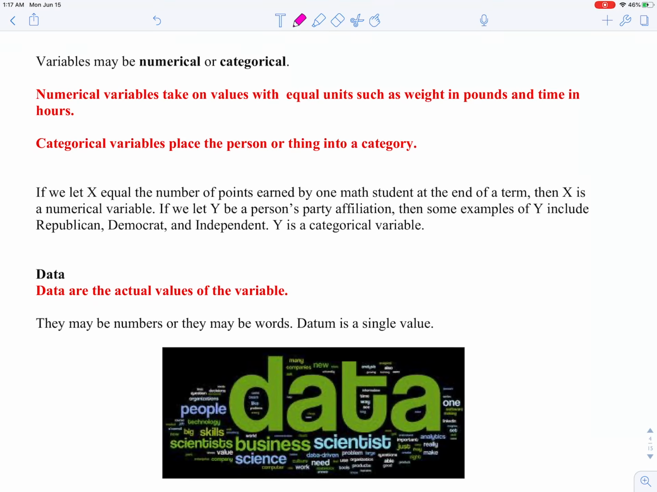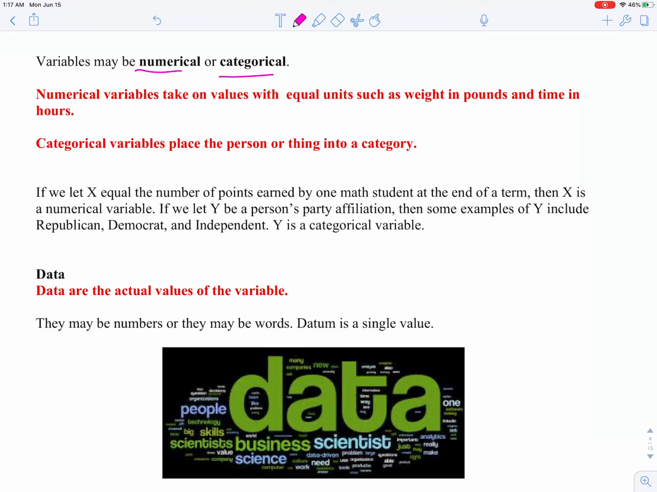So variables may be either numerical or categorical. Again, let the terms help us define them. So numerical, numbers, right? So things that we can count, things that we can measure. Numerical variables take on values with equal units such as weight in pounds, time in hours.